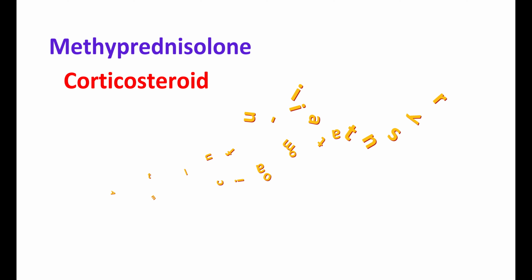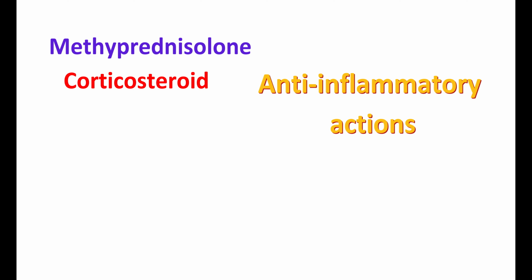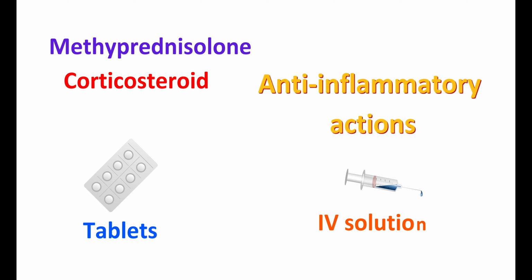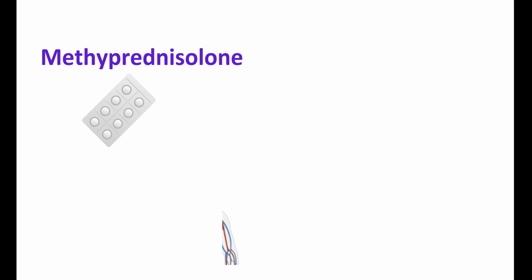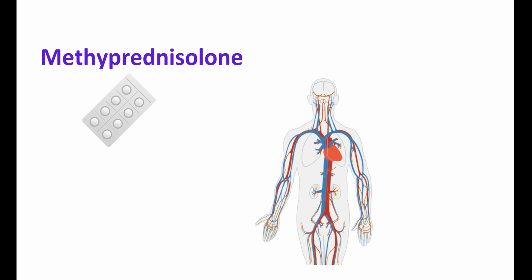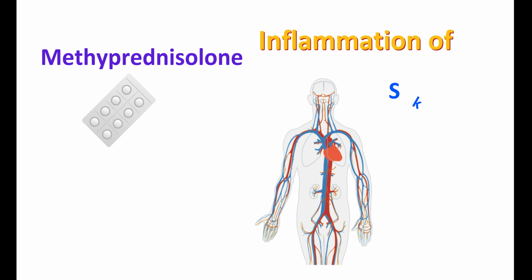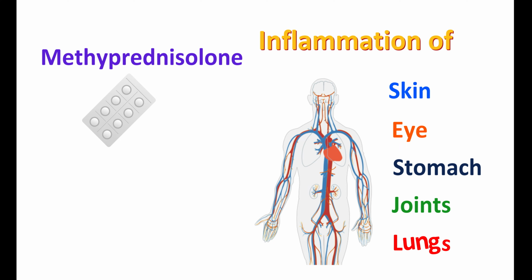Methylprednisolone is a corticosteroid that shows anti-inflammatory actions. It is available as tablets for oral administration, and it is also available as an IV solution. Methylprednisolone can be used for a number of inflammatory conditions in the body. It can be used to treat inflammation of the skin, eye, stomach, joints, and lungs. It also suppresses immunity in autoimmune disorders.